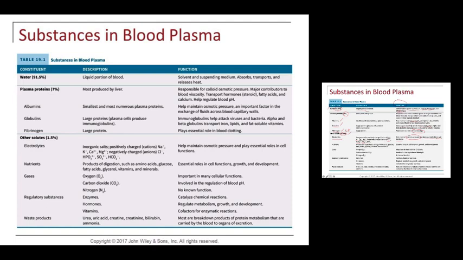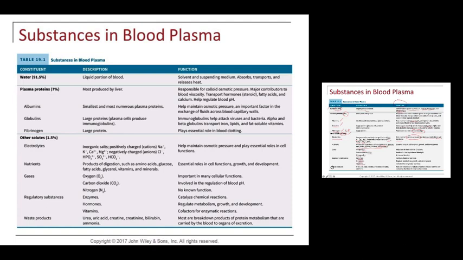We have nutrients, we have amino acids, we have glucose, fatty acids, glycerol, vitamins and minerals that are found. We have nitrogen, we have carbon dioxide, and oxygen. We have regulatory substances like enzymes and hormones and vitamins.